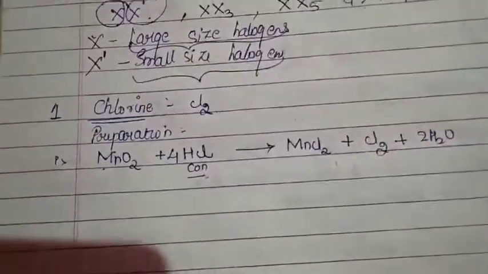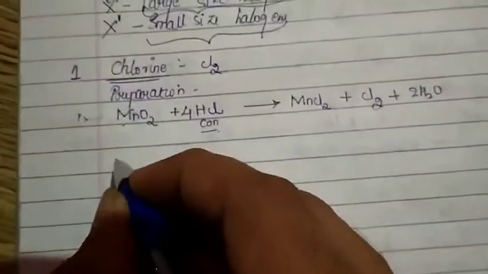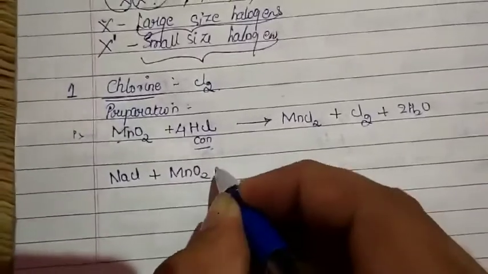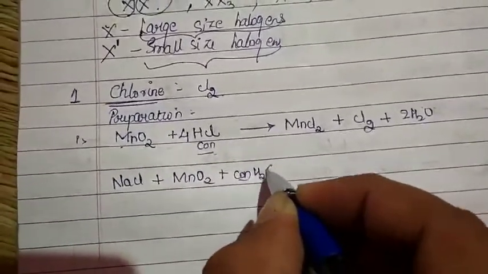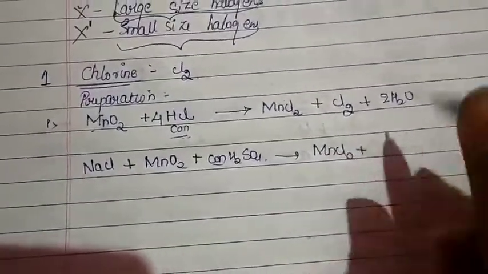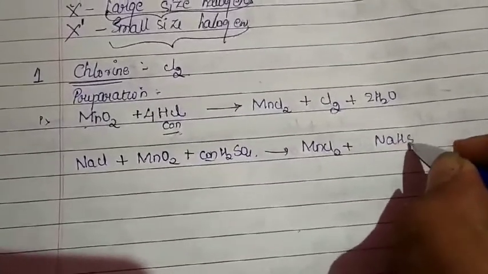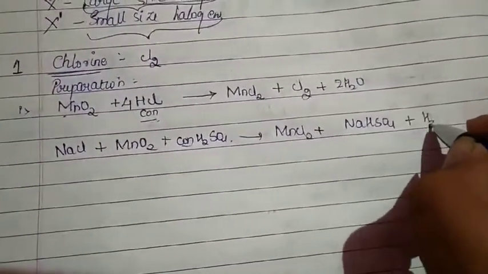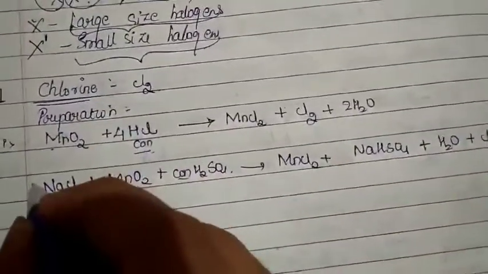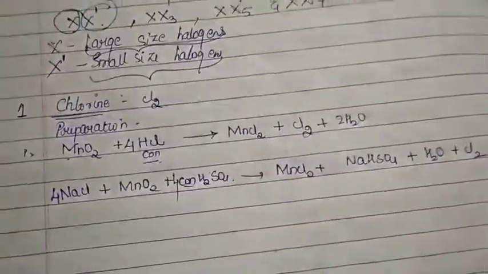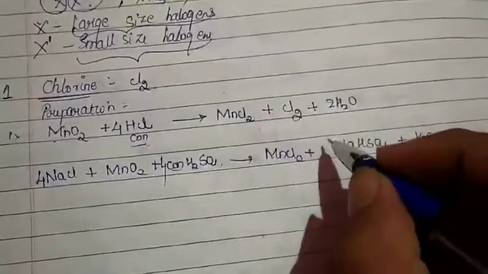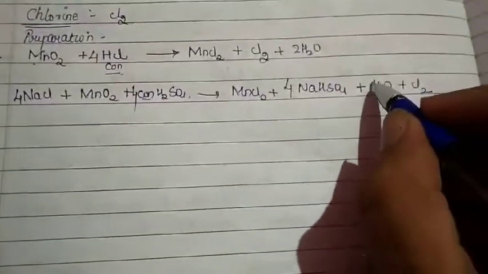There is also another method, by utilizing your table salt NaCl, the same manganese dioxide plus concentrated H2SO4. Here we'll be getting MnCl2, of course NaHSO4, sodium bisulfate, plus water, plus, the last part, chlorine gas getting liberated. To balance this, you'll have 4 NaCl, 4 H2SO4, then 4 NaHSO4, and of course 2 water.